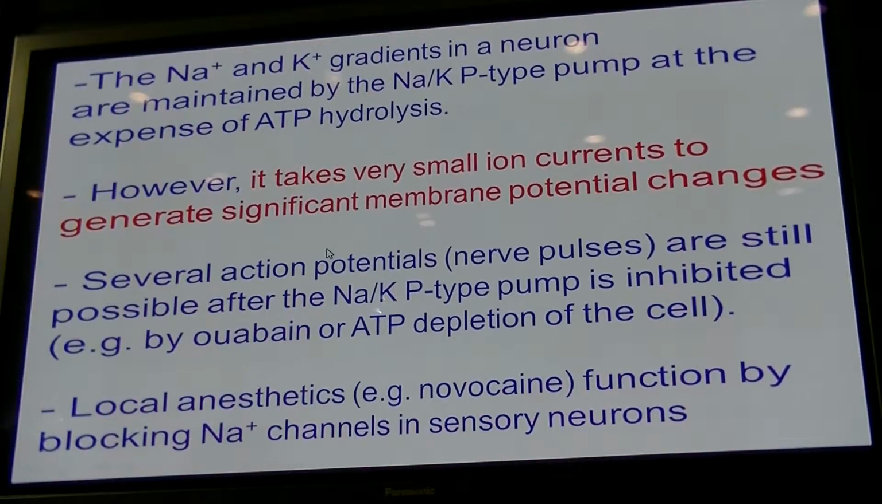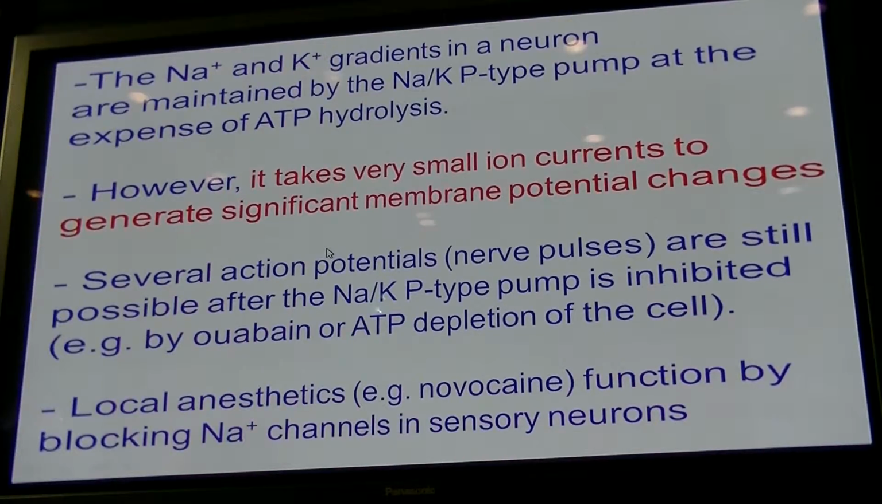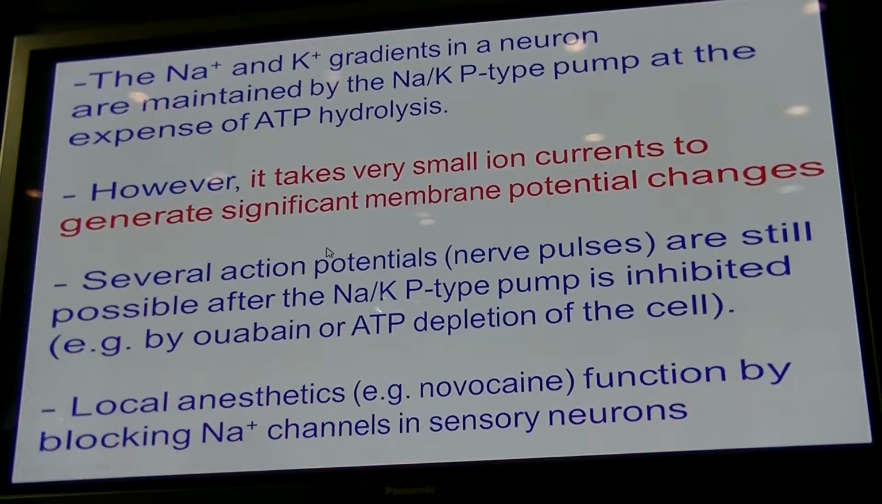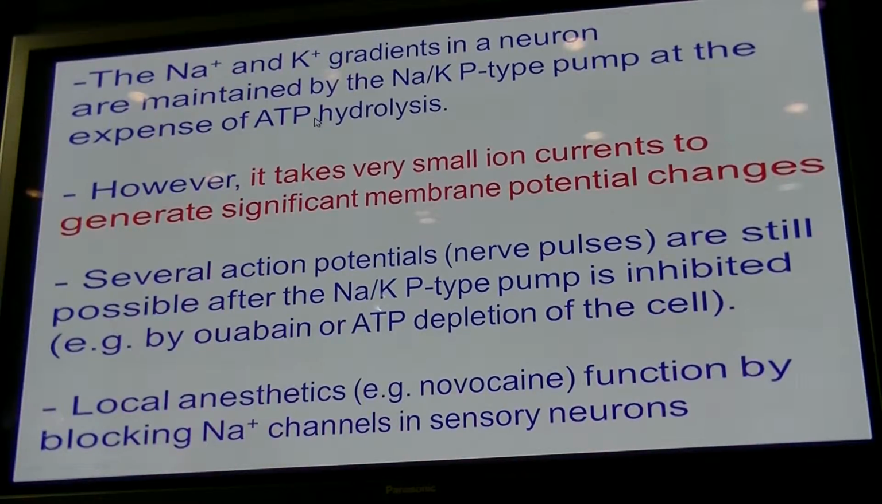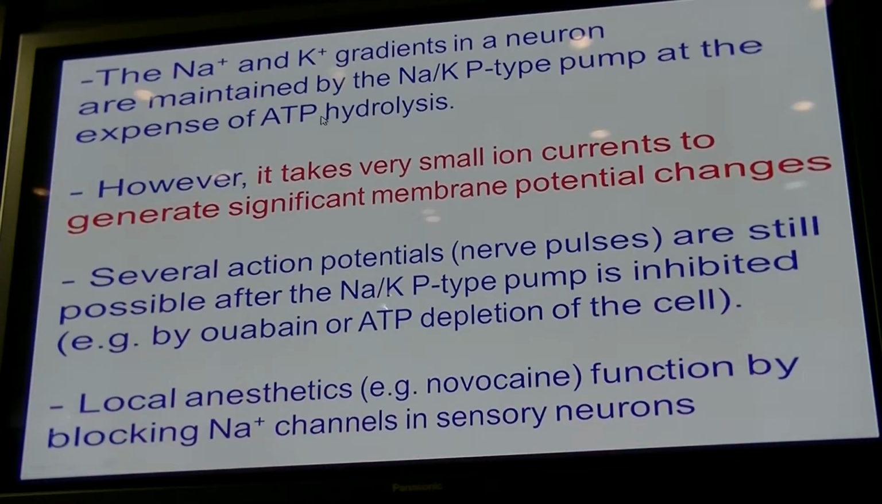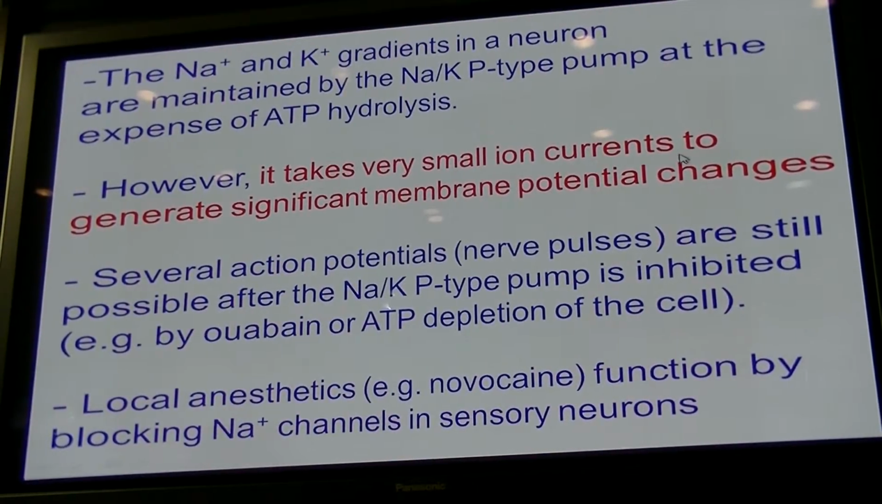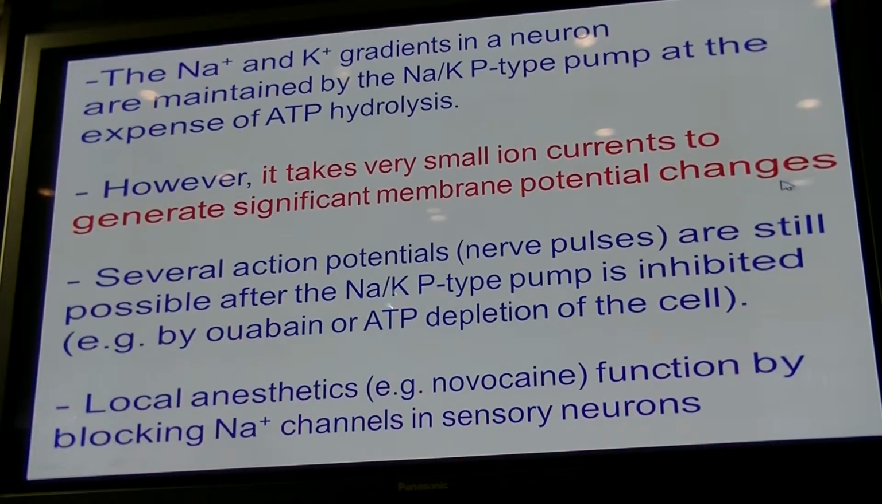Okay. So, a couple of things now to keep in mind. The sodium and potassium gradients that make all these action potentials and resting potentials possible are maintained by the sodium-potassium pump. And that is a huge deal, and it's consuming two thirds or so of the energy in a neuron. So it's big, right? But action potentials are very local, and it takes, in any given system, very few ions in order to generate a pretty big membrane potential. So it takes very small ion currents to generate significant membrane potential changes.